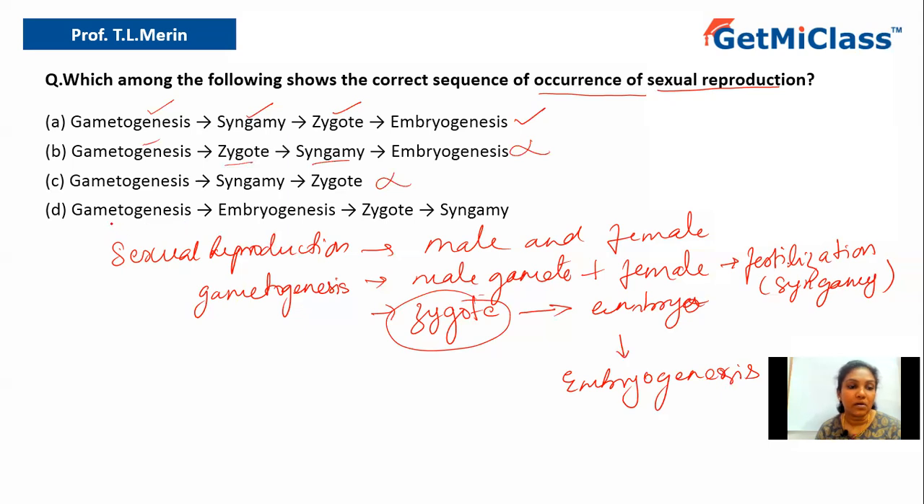Then option D says gametogenesis, embryogenesis, zygote and syngamy, which is totally wrong, because embryogenesis occurs only after the zygote is formed, and zygote is formed only when there is syngamy or fusion of gamete. Hence option D is also wrong. So what is the correct option? The correct option is option A, that is gametogenesis, syngamy, zygote and embryogenesis. This is the sequence of occurrence of sexual reproduction.